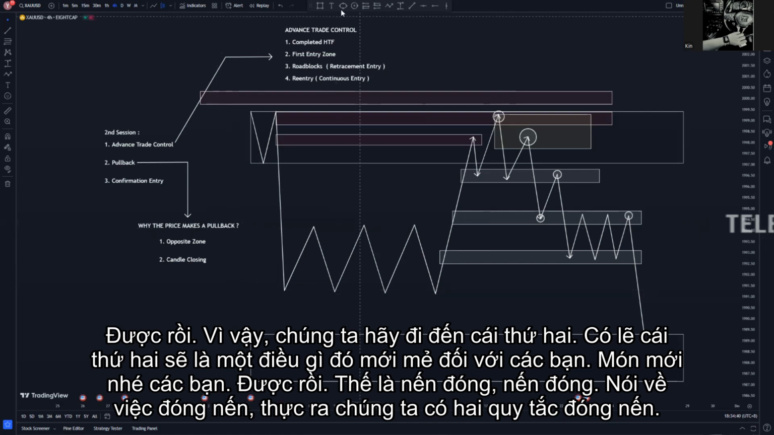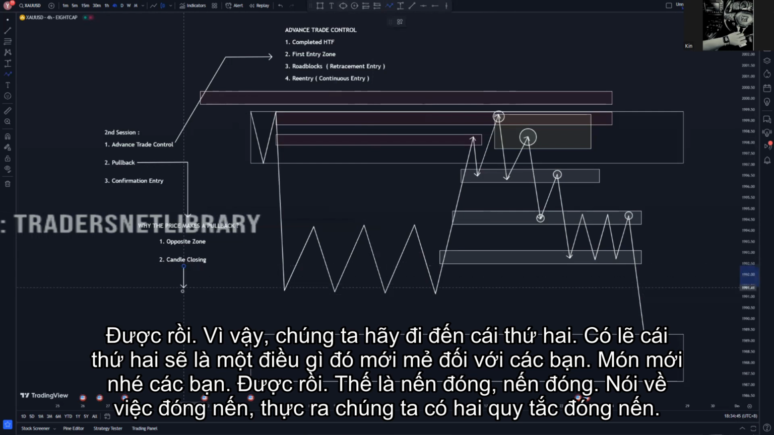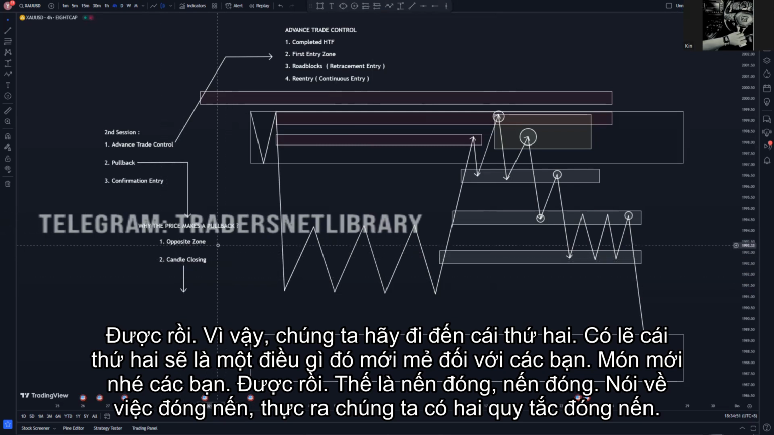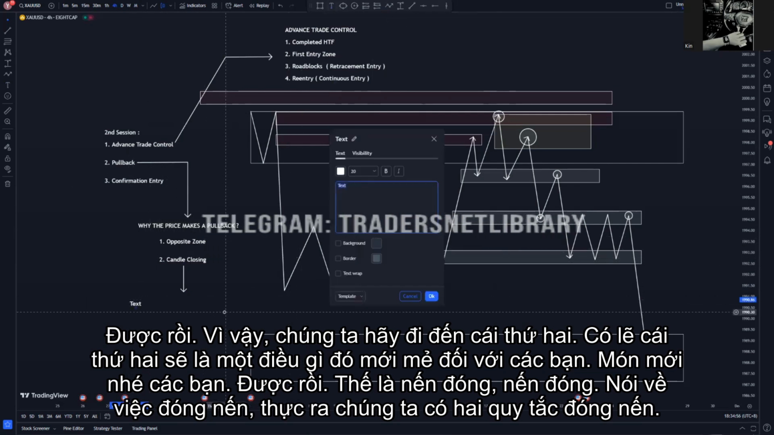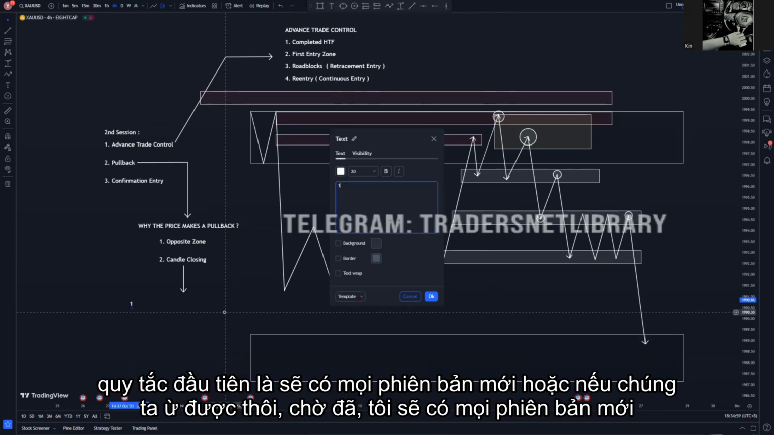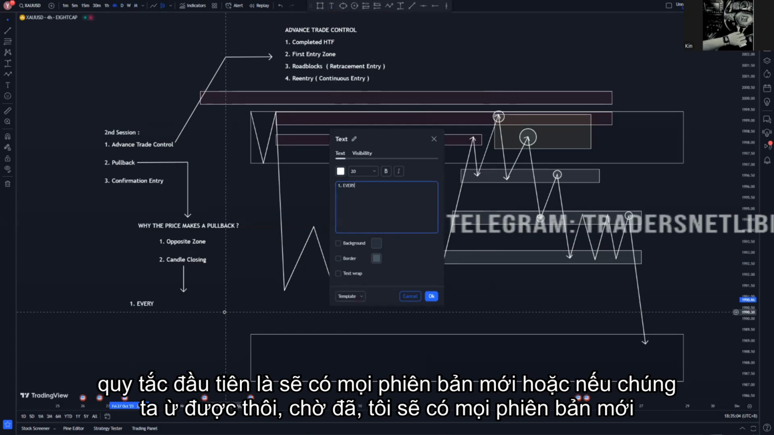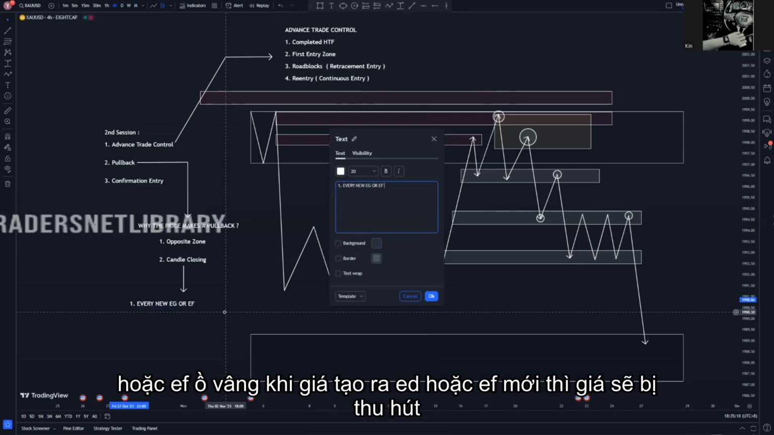Maybe the second one will be new for you guys. So, candle closing. Talking about the candle closing, actually we have two rules of candle closing. The first rule is going to be every new EG or EF.